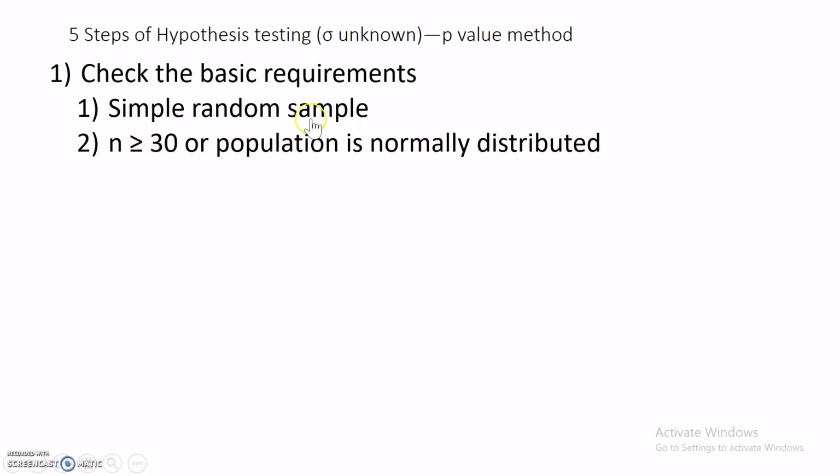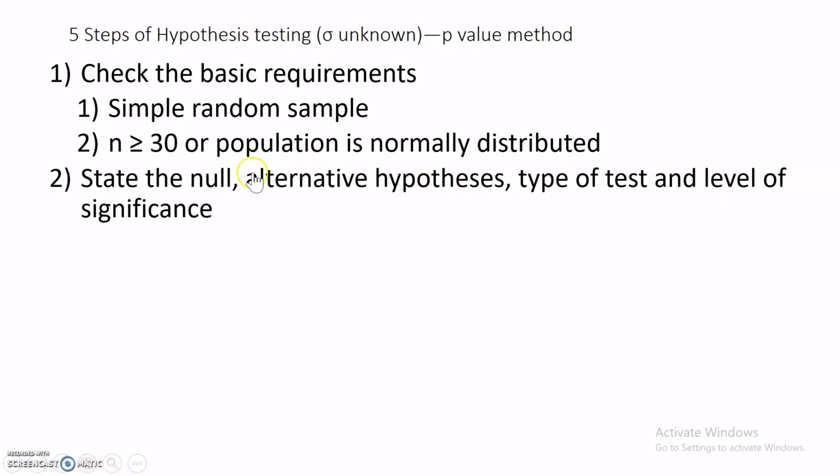And recall, this condition will guarantee that our sampling distribution will be normally distributed, right? Either the sample size is greater than 30 or the population is normally distributed. In the second step, we state the null hypothesis, we state the alternative hypothesis, we decide the type of test, and we determine the level of significance.